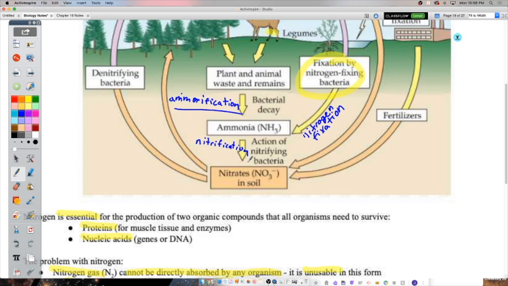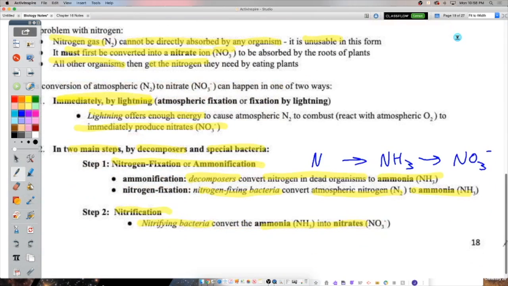I know the terms sound similar. You may have to make some flashcards or something to help you remember the difference, because nitrification is not the same as nitrogen fixation. Nitrogen fixation is step 1. Nitrification is step 2, where it actually becomes useful. So first that happens, and then nitrification happens. And now you've got useful NO3 minus that can be absorbed by plants.